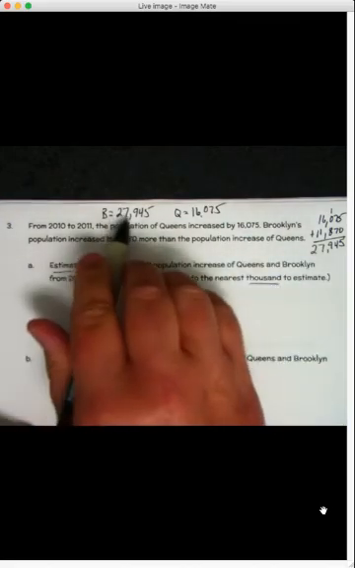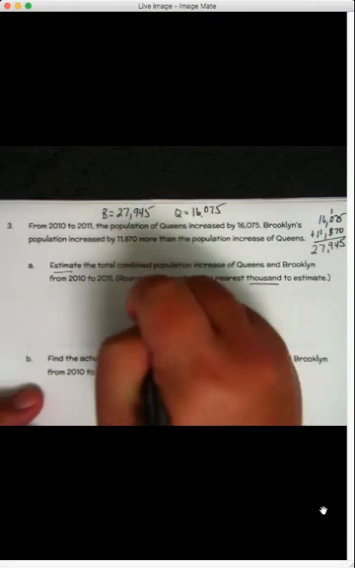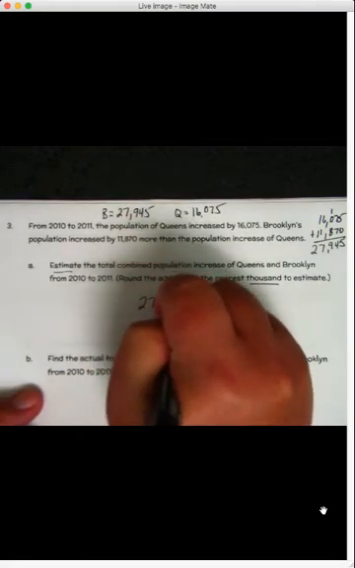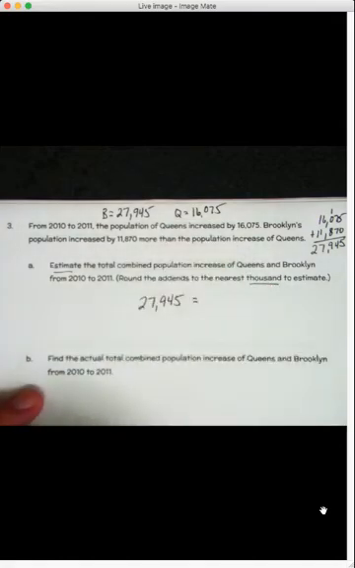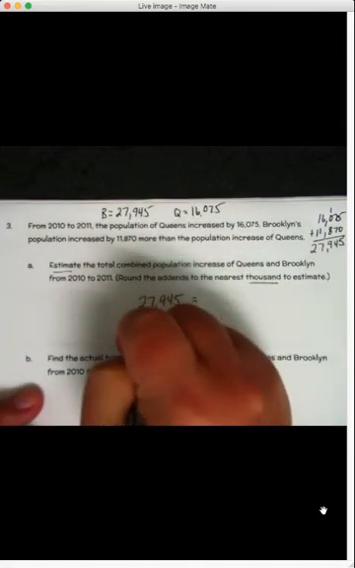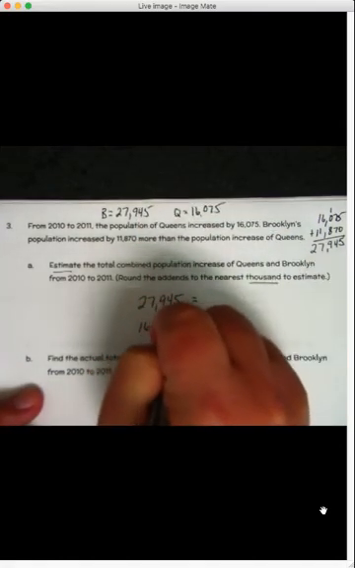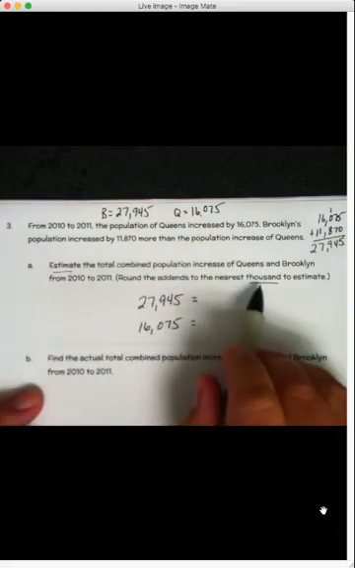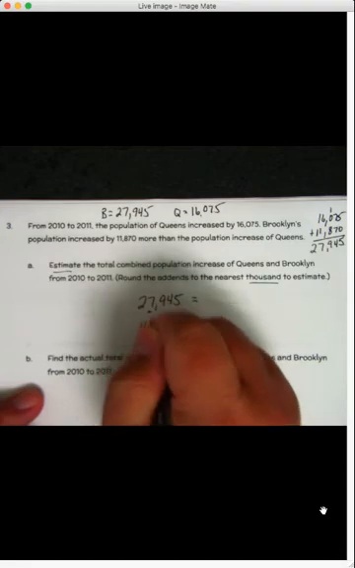So let's take our two numbers. Brooklyn increased in population by 27,945, and Queens increased by 16,075. And we're going to round them to the nearest thousands place to estimate.